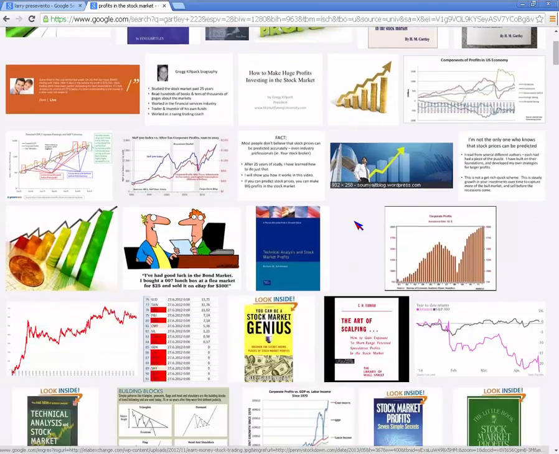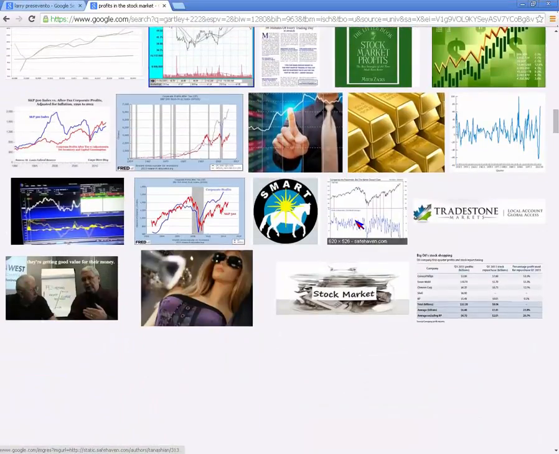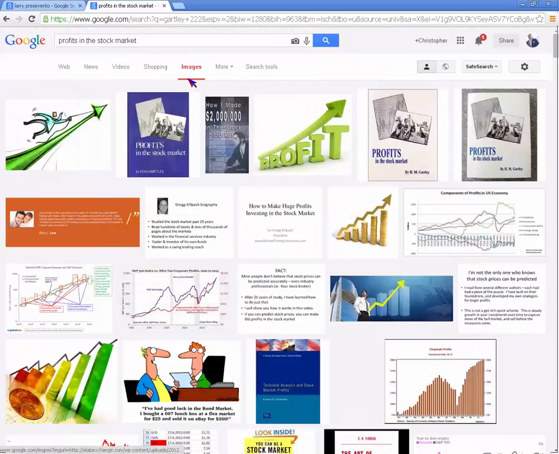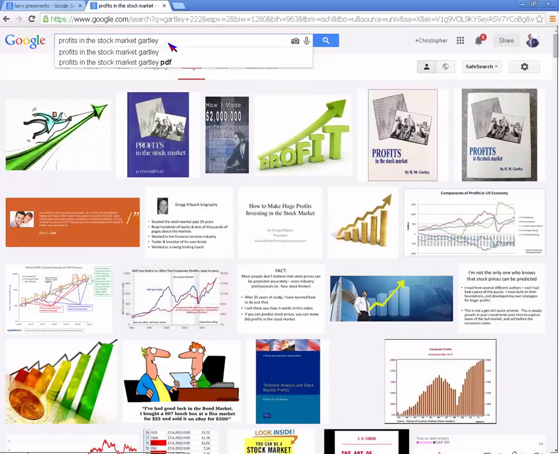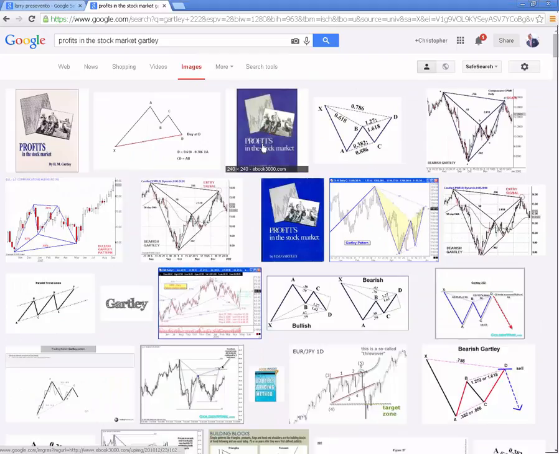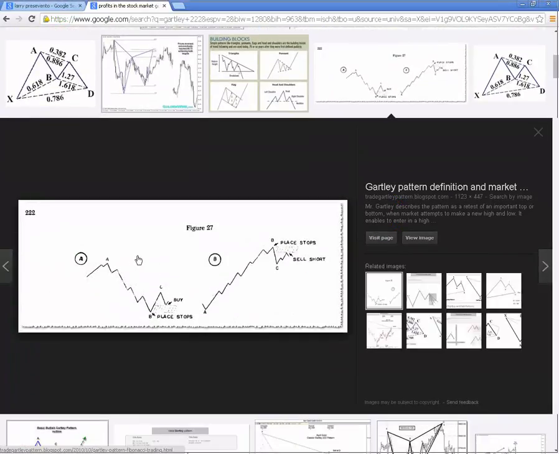And I'm sure we could find it here if I do a search, right? Guess not. Gartley. That's the book there on the top. Here it is. All right. This is the original diagram that was put into a book many, many decades ago from H.M. Gartley, and it was on page 222, and it became known as the Gartley 222, or the Gartley pattern.